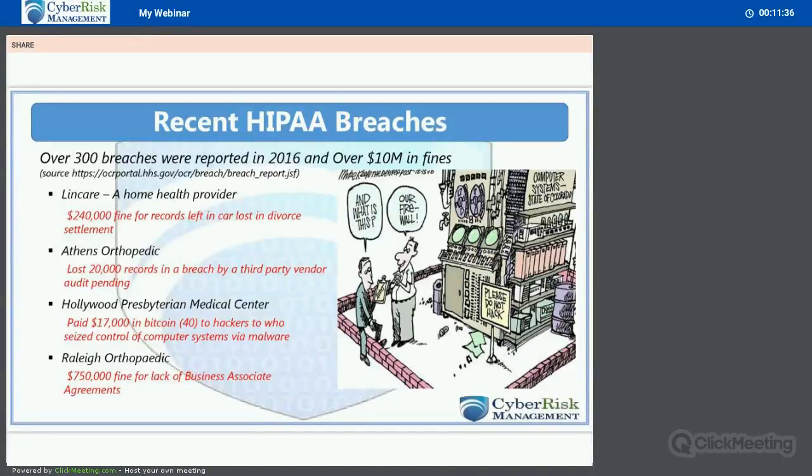And the hackers seized control of the entire Hollywood Presbyterian computer system. So much so, Hollywood Presbyterian had to go back to doing everything via paper files for a week.